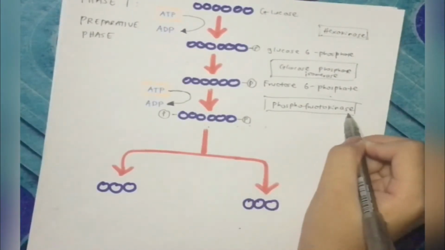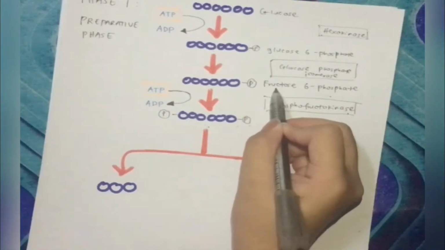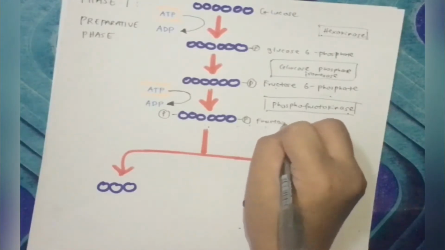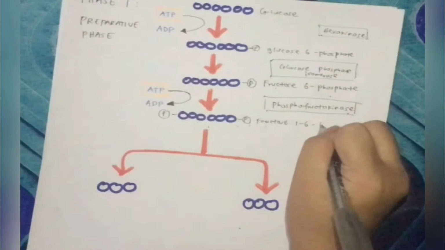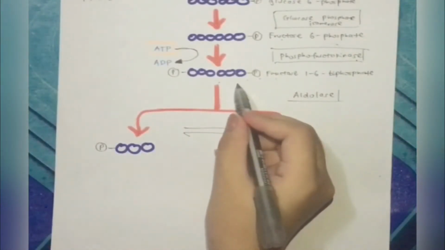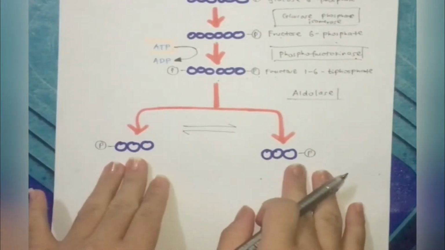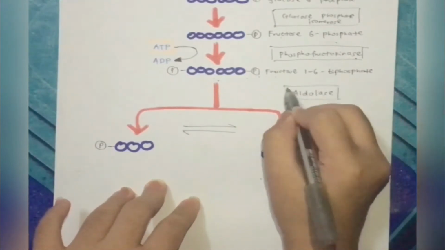A glycolytic enzyme, phosphofructokinase, changes fructose 6-phosphate into fructose 1,6-biphosphate. And then fructose 1,6-biphosphate is split into 2 sugars that are isomers of each other by the enzyme aldolase.